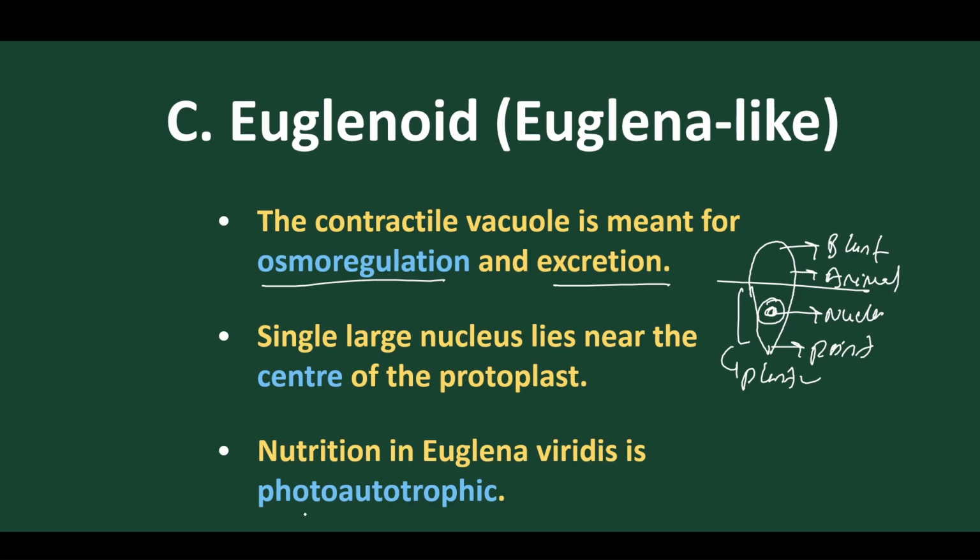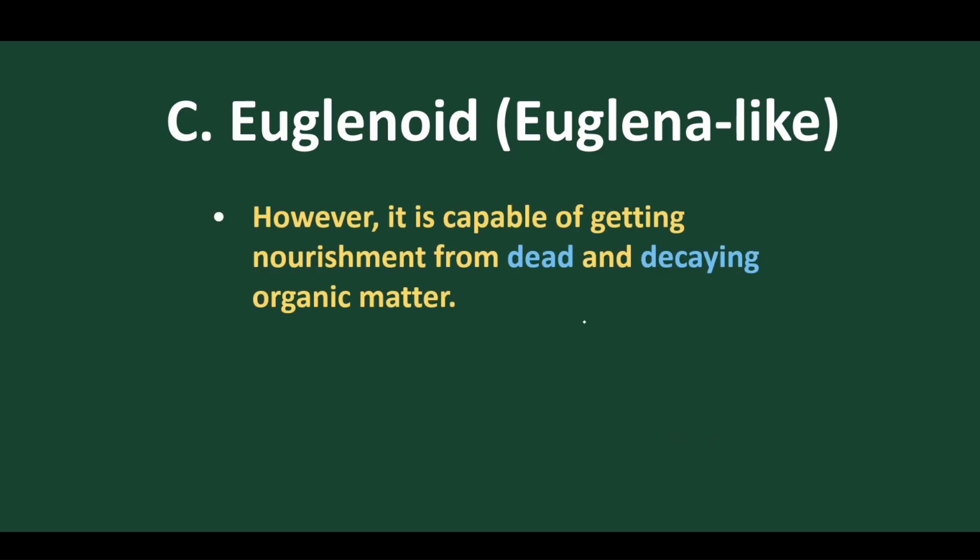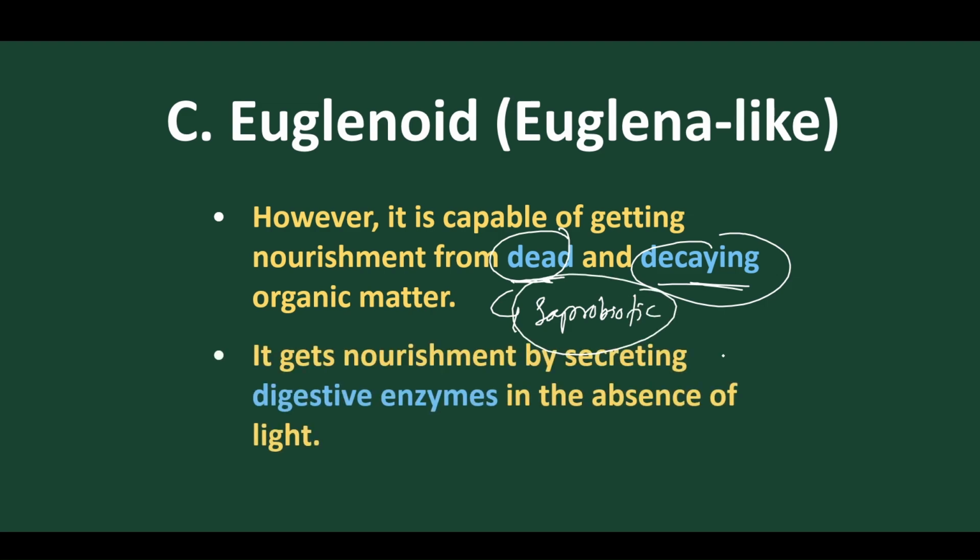The nutrition is autotrophic because they contain chloroplasts. Here the chloroplasts are present. So Euglena viridis is photosynthetic. However, some are saprobiotic, meaning they depend on dead and decaying organic matter. But mostly they are photosynthetic.